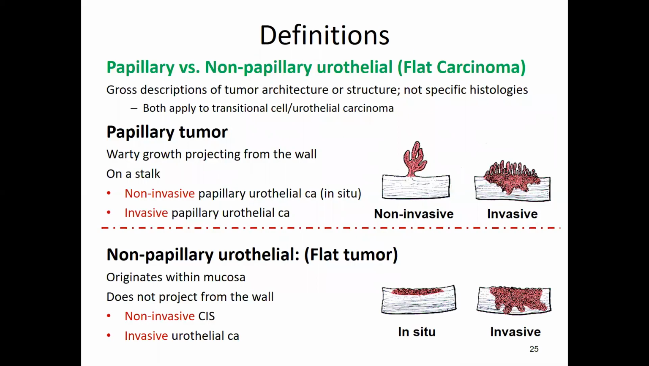These 4 pictures illustrate the papillary versus the flat carcinomas of the urinary system, which arise in the urothelial tissue. Both papillary and non-papillary urothelial carcinoma can be either in situ or invasive. Code the behavior specified in the path report. A papillary tumor does have a different histology code than a non-papillary or a urothelial carcinoma.